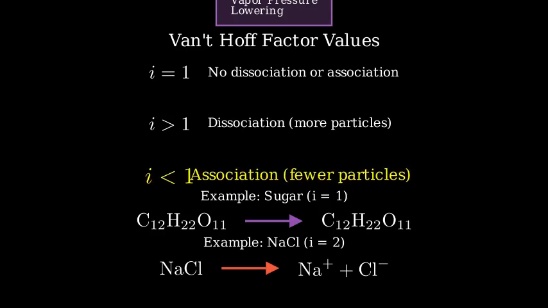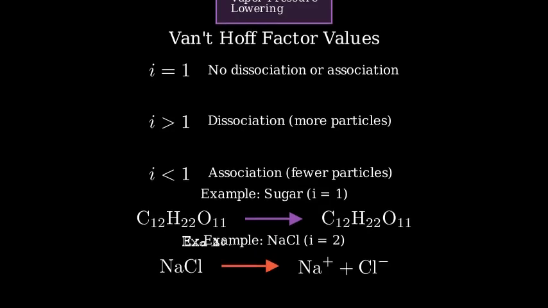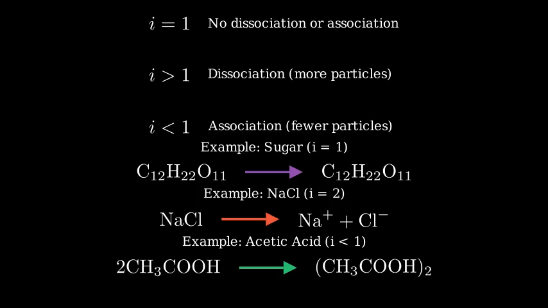Third, when i is less than 1, this suggests that the solute associates in solution, forming larger units and reducing the total number of particles. For example, acetic acid, CH3COOH, can form dimers through hydrogen bonding, reducing the effective particle count.